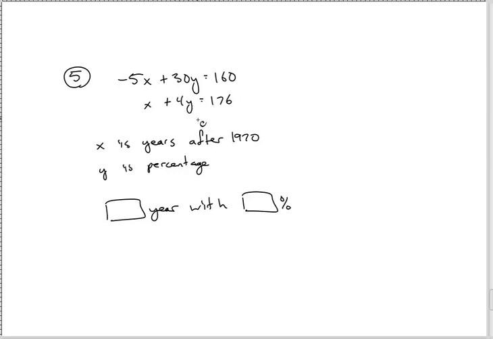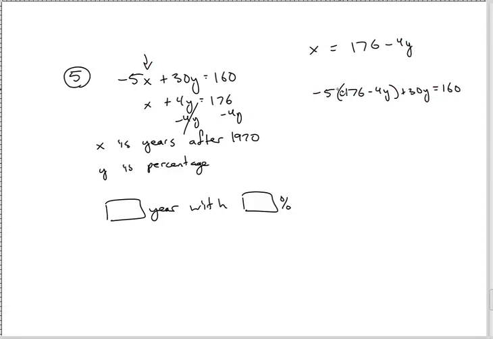So the by hand method, of course, we're going to just get x by itself, I guess, on the bottom. That's pretty easy to me. So I'm going to minus the 4y on both sides. And so that's my formula for x. X equals 176 minus the 4y. I'm going to plug that in right here. So I got negative 5 times my x plus 30y is equal to 160. Distribute your negative 5. And we're getting big numbers real quick like.